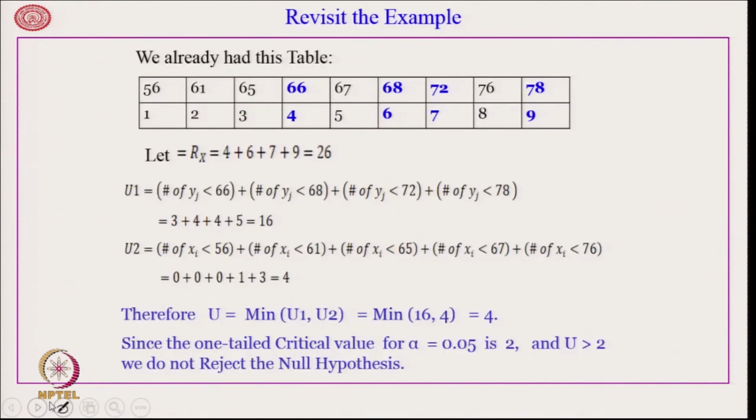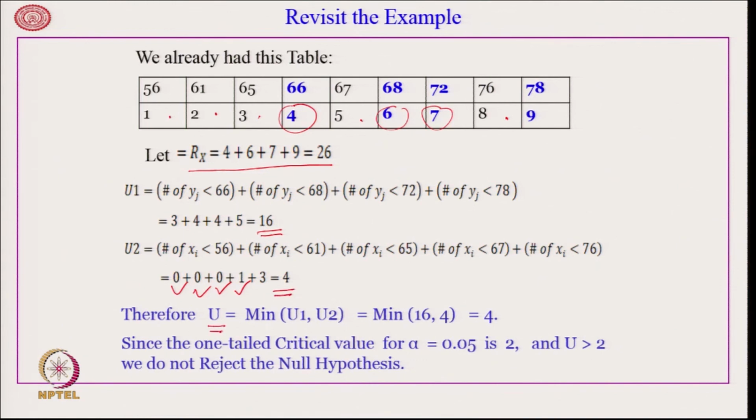So, let us revisit the example. This is the sorted value. We have already calculated Rx is equal to 26. U1 is how many y's are less than x. This we have computed to be 16. I am not repeating that, but in a similar way U2 is going to be 0 for this, because no x is smaller than this y, 0 for this, 0 for this. Therefore, we got 3 zeros. It is going to be 1 for 67, because there is an x value smaller than this, and this is going to be 3 for 76, as there are 3 x values smaller than this. Therefore, the value of the statistic is 4.